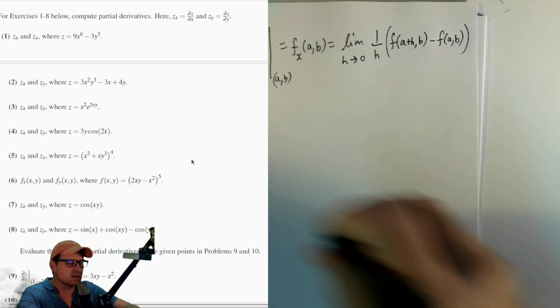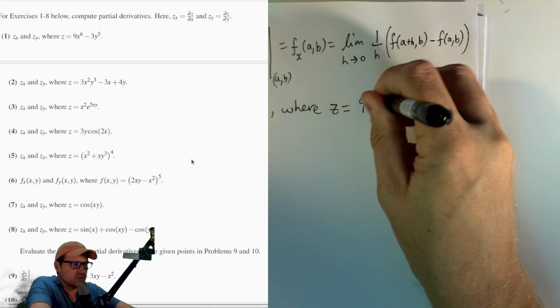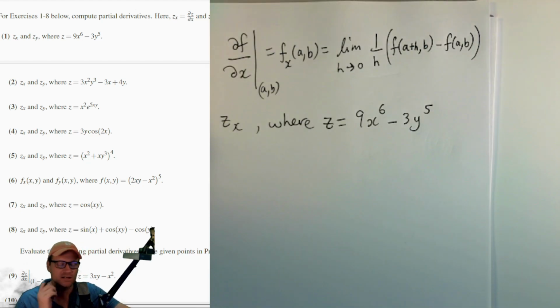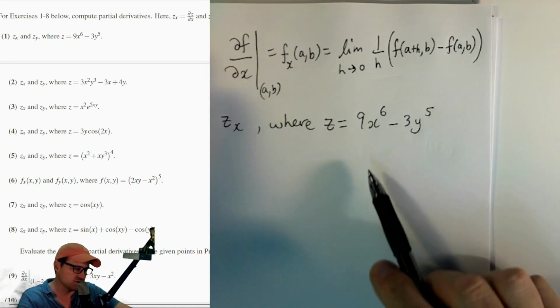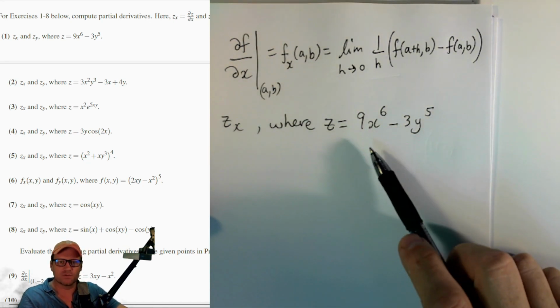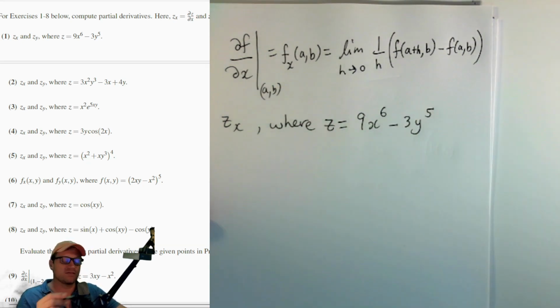Calculate z subscript x, where z is equal to 9x to the power of 6 minus 3y to the power of 5. Okay, so I'm going to do this in two ways. The first way, I'll just use the basic formulas, treating y as a constant and differentiating this with respect to x. And then let's use the definition and show that we get the same thing.